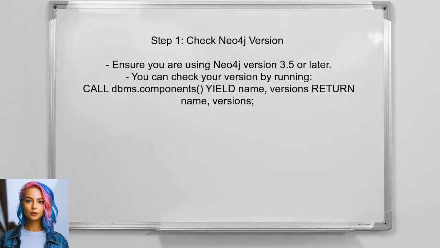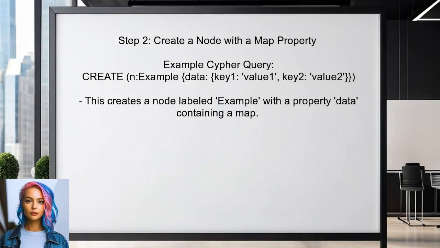To store a map or JSON object as a property in Neo4j, the user should first ensure they are using a compatible version of Neo4j that supports this feature. Neo4j version 3.5 and later allows for storing maps and JSON objects. Next, the user needs to create a node and set a property that contains the map or JSON object. This can be done using the Cypher query language.